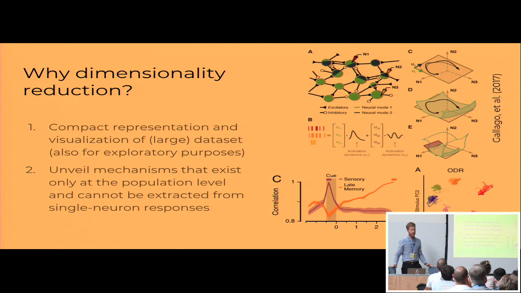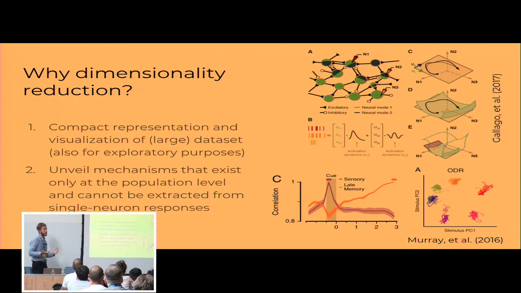So why dimensionality reduction? The first reason is very obvious. It's good to represent your data efficiently and parsimoniously. So if we can get a good representation with fewer dimensions, that's always great. But there's a second point, which I think is quite specific to neuroscience. It's the idea that through dimensionality reduction, we can actually unveil mechanisms that are occurring at the level of the population that we otherwise couldn't really extract from looking at the single neurons.